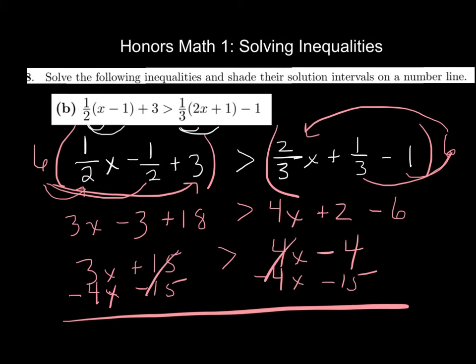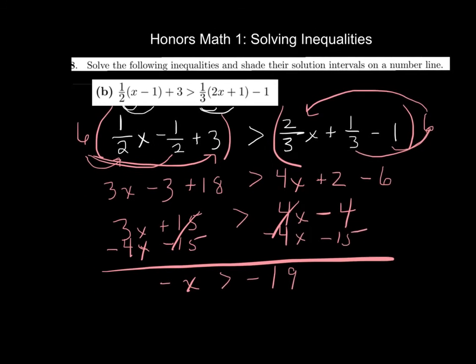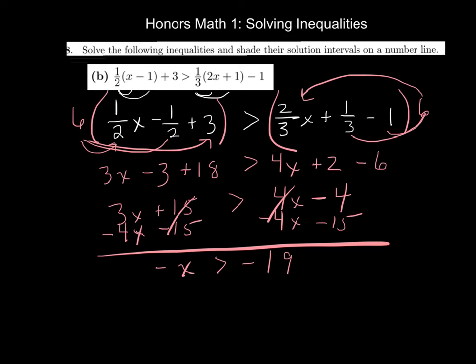Jen, question? I thought you always wanted your x's to be positive. I do. I usually would do it the other way. But the reason I wanted to do it that way is so that you guys can see when you do it that way, you have to still divide by a negative 1. Oh, so it flips. And it flips that sign. Okay. So my final answer is x is less than 19.